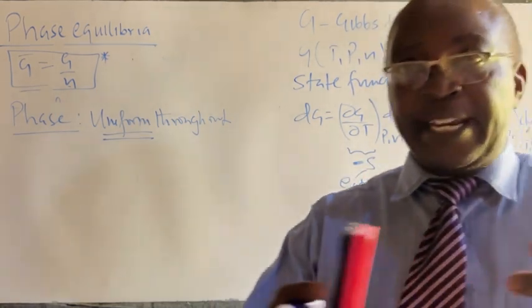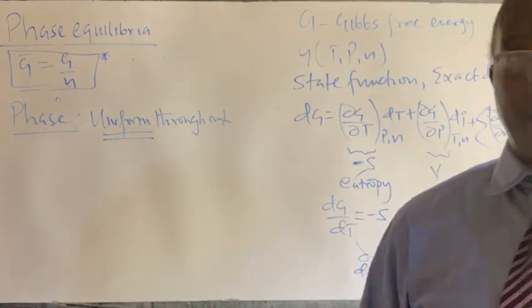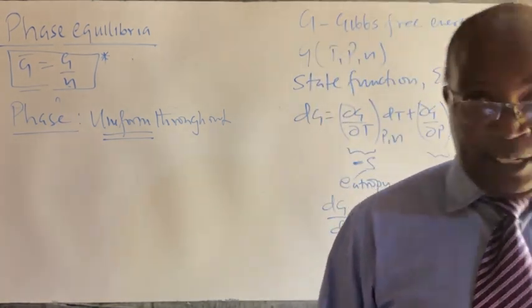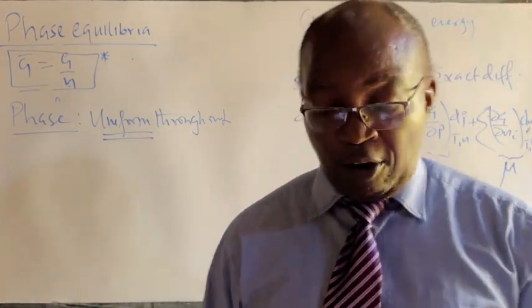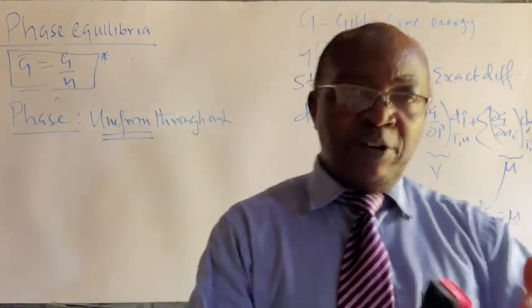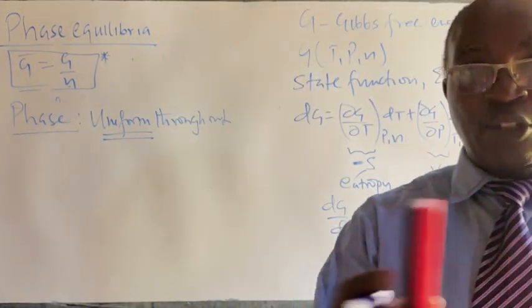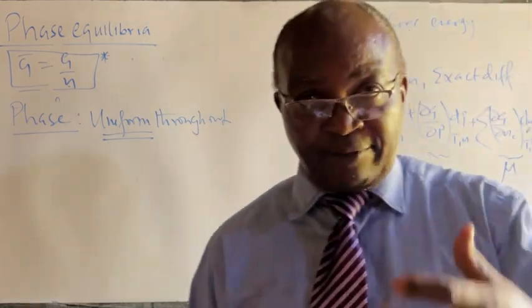Then there will be a separation of phases. We will have two phases. For example, if you mix paraffin or kerosene or paraffin oil with water, they're going to separate. So you'll have two phases. That's not a homogeneous phase. So we'll have two phases.